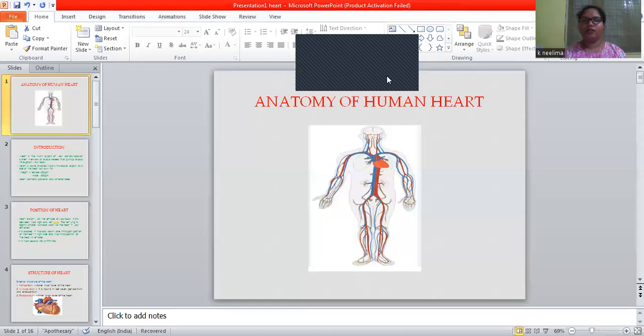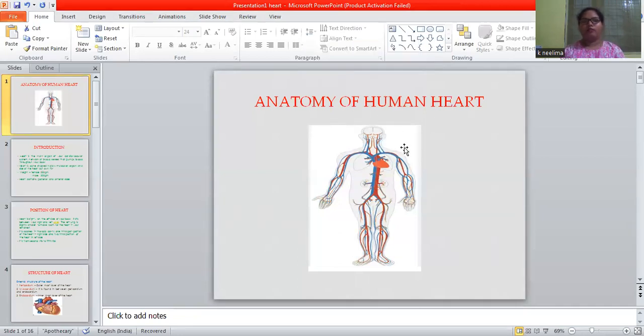Hello guys, today we discuss the topic anatomy of the human heart. See here, one body structure is present. This is the human body structure. Today we discuss the human heart.